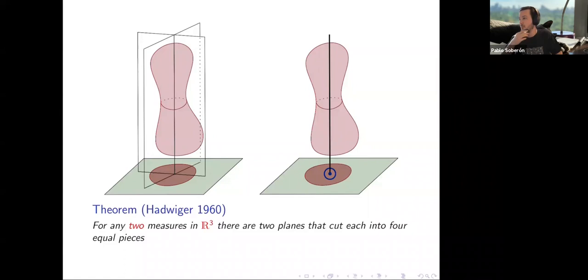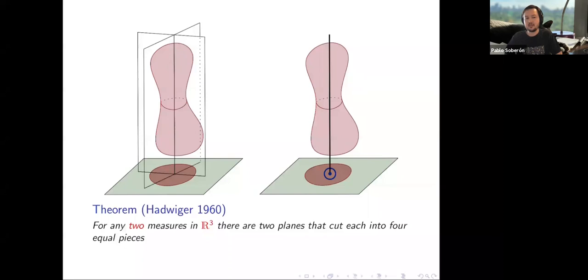What Hadwiger wanted to do was actually prove that for one measure, you can always cut it into eight equal pieces with three planes. And this actually implies it by the same argument I told you of: you find a plane that cuts it in half, you say one half is the ham, one half is the cheese, and then you find the two planes that cut both the ham and the cheese into four equal parts, and you have an equipartition into eight pieces.